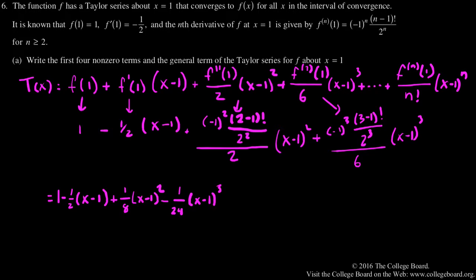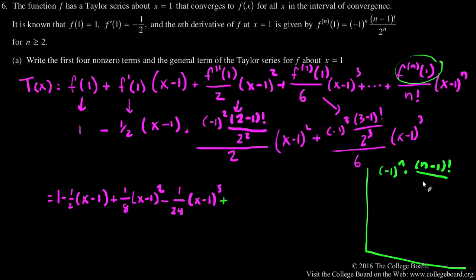So let me change colors, and let's figure out what this general term is. I need to use the nth derivative over n factorial to be that general coefficient. So I'll just put a plus here, and let's find this coefficient. The general term, I'll put a little aside here. The general term, we have -1 to the n times n minus 1 factorial over 2 to the n. And that's all going to be divided by n factorial.